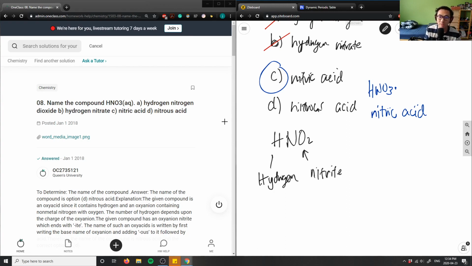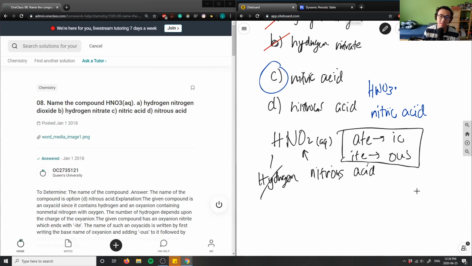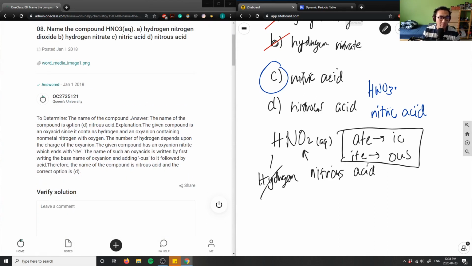So in oxyacids, if we have an acid like this, we drop the hydrogen, we add acid. But if we have an I-T-E ending, we are going to change ITE to OUS. So this is nitrous acid. So nitrous acid is HNO2. Nitric acid is HNO3. So again, ATE would become IC acid, and ITE would become OUS acid. That's the rules for our oxyacids when we're naming oxyacids here. So here, C is the correct answer. It's nitric acid.